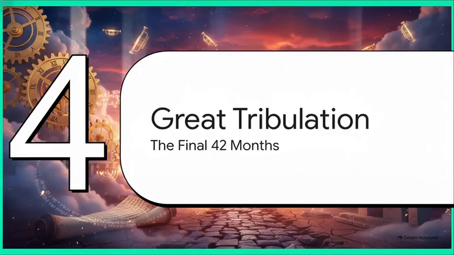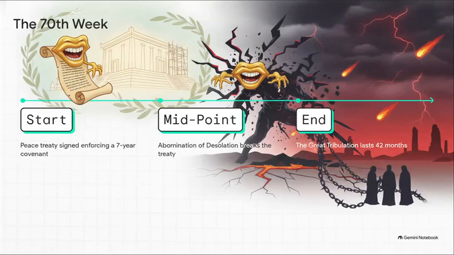Section 4. The Great Tribulation. So let's map out that final 7-year period, Daniel's 70th week. It kicks off the moment the world leader, our Mr. Big Mouth, enforces a peace treaty that actually allows a rebuilt temple in Jerusalem.